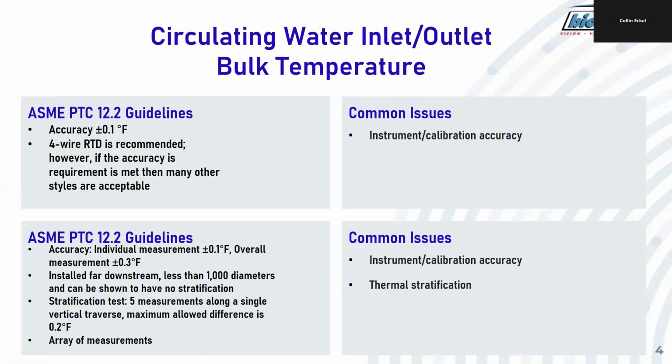A bulk outlet temperature is more difficult to get a true bulk average as compared to the inlet. Instrument accuracy is the same at 0.1 degrees Fahrenheit, with the overall measurement accurate to 0.3 degrees Fahrenheit.